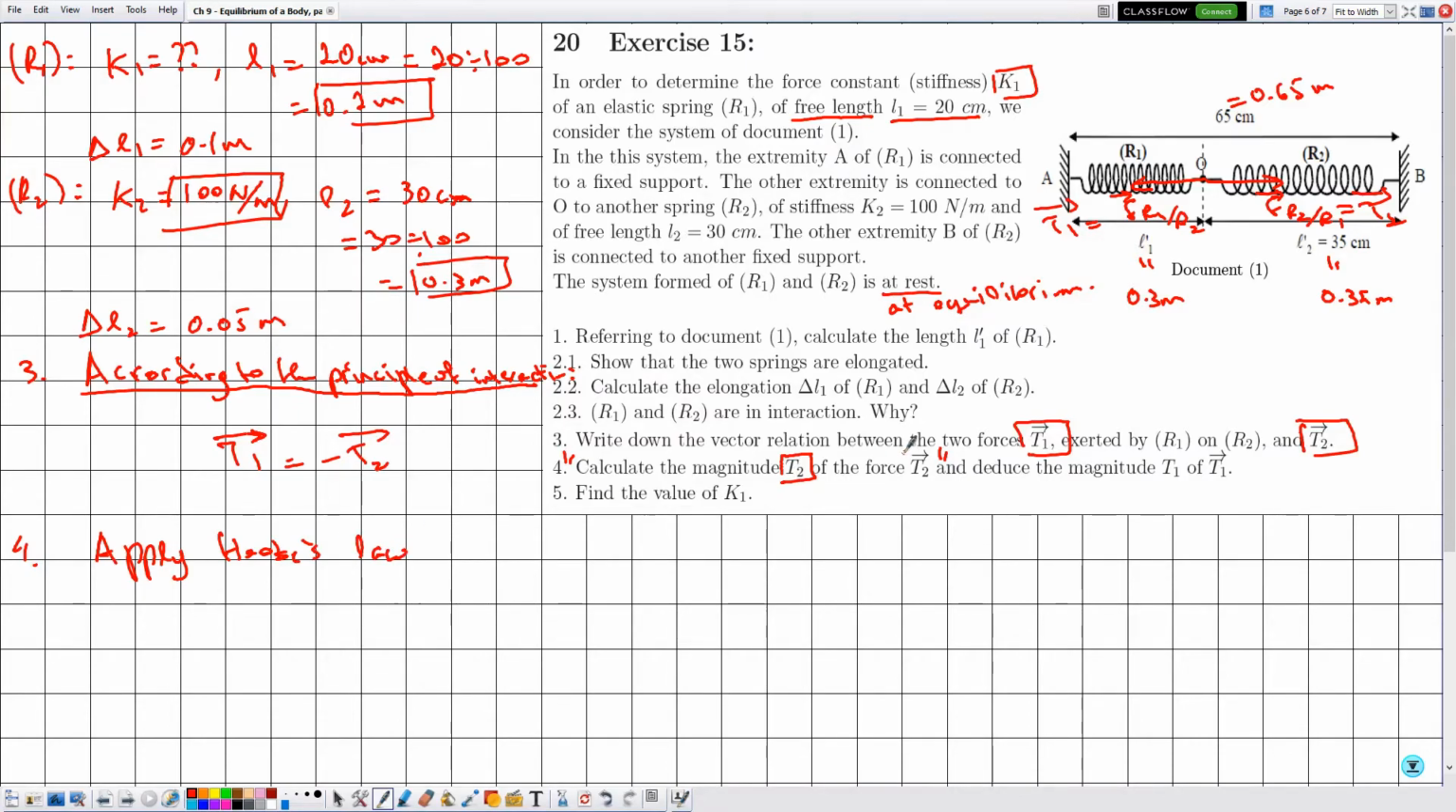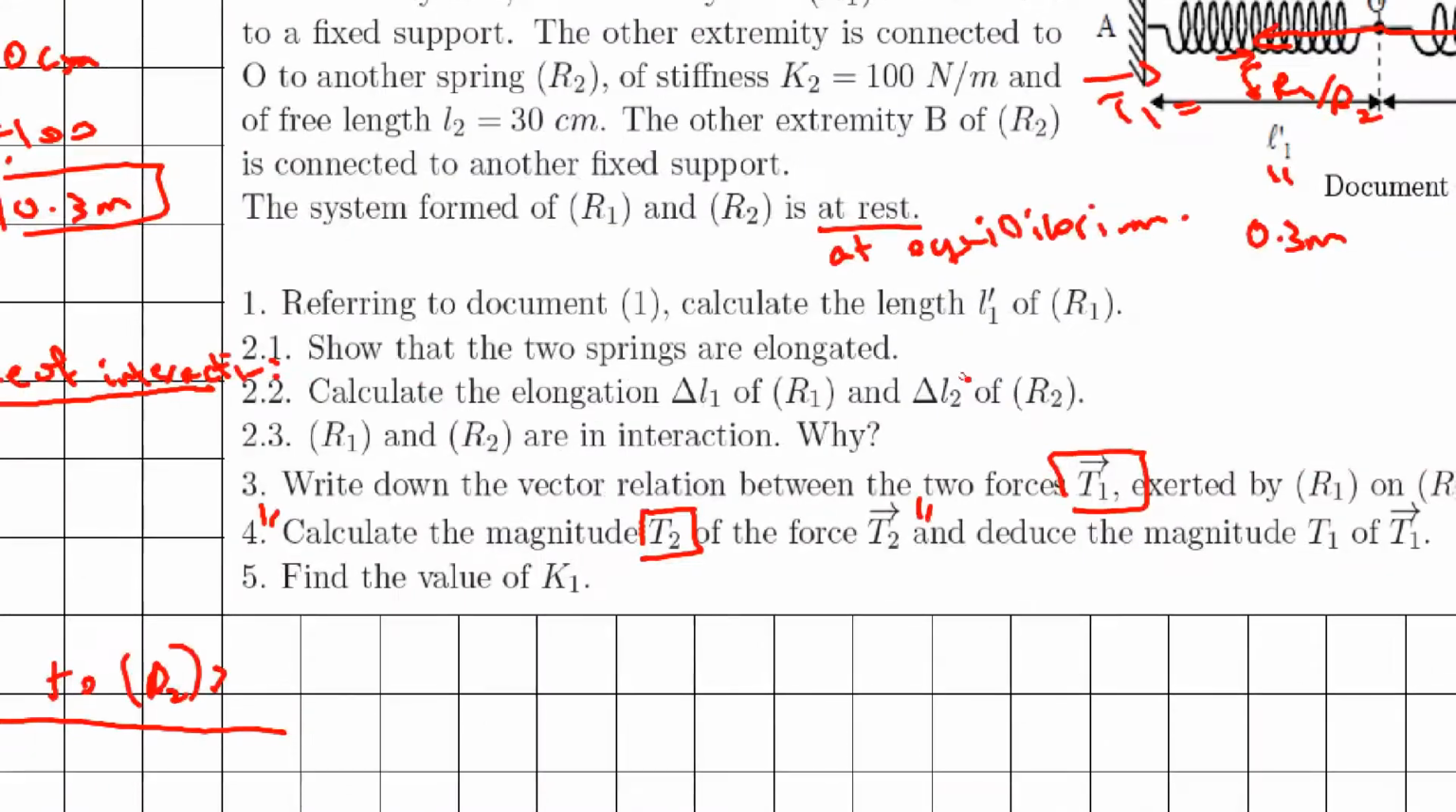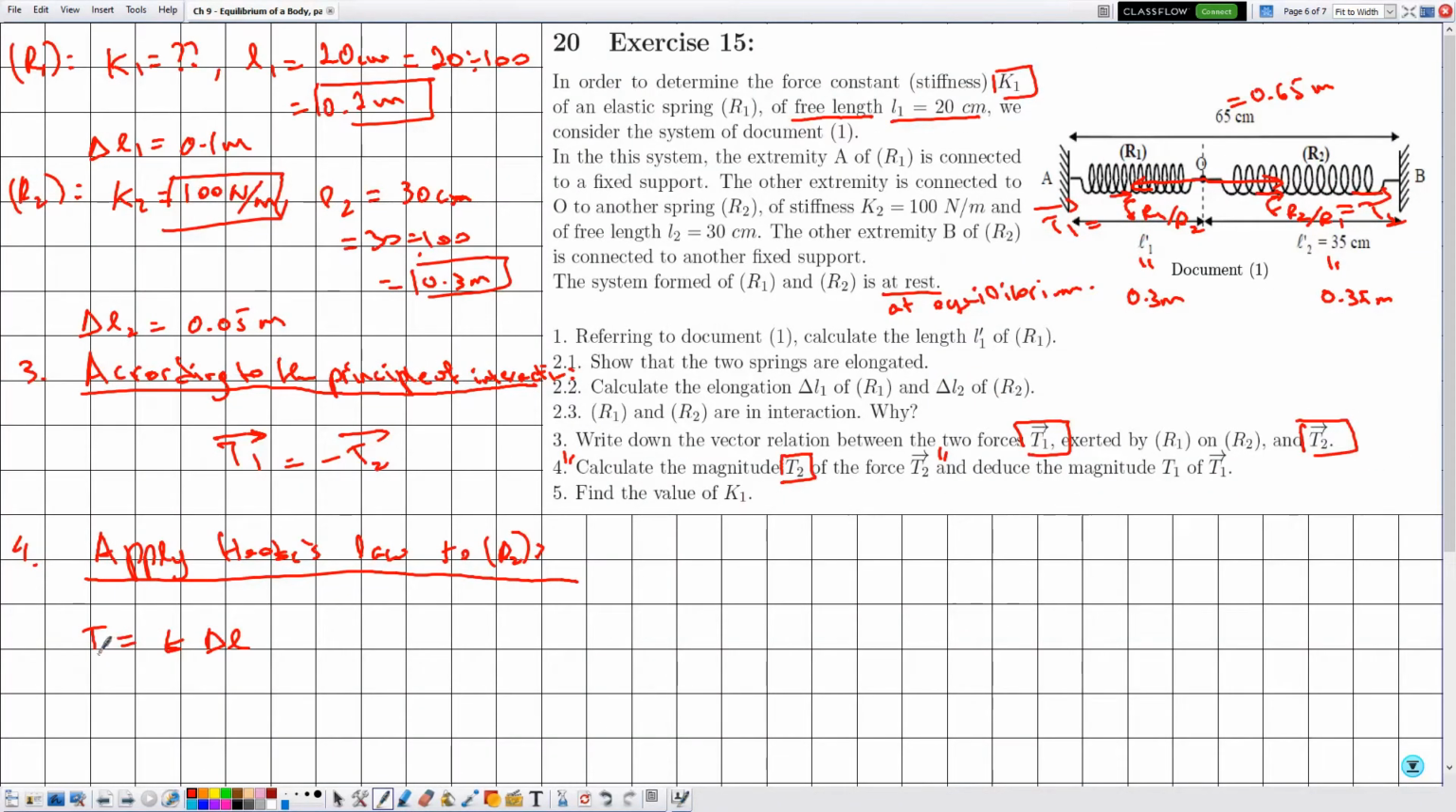Because we have two springs, I will say apply Hooke's law to R2. Hooke's law is given by T is equal to K delta L. We are using delta L and not X because everything here is denoted by delta L. We are interested in determining the tension T2 of the spring R2 having stiffness K2 and elongation delta L2. So K2 is given by 100 and delta L2 is given by 0.05. Plugging this on the calculator, the value of T2 is given by 5. Since everything is expressed in the SI, the value of T2 will be in newtons. Then T2 is equal to 5 newtons.